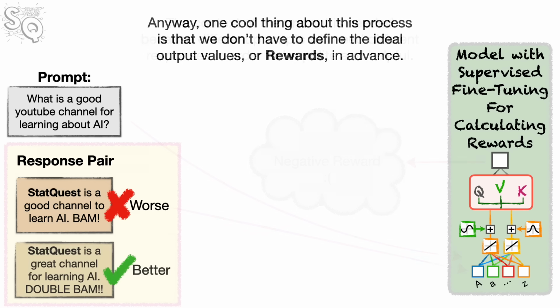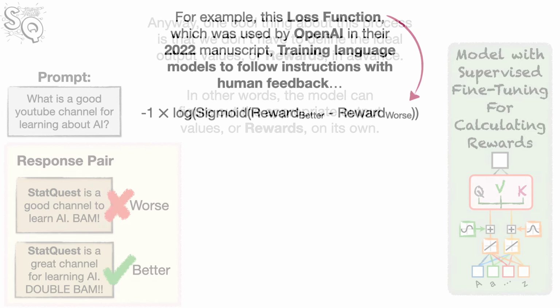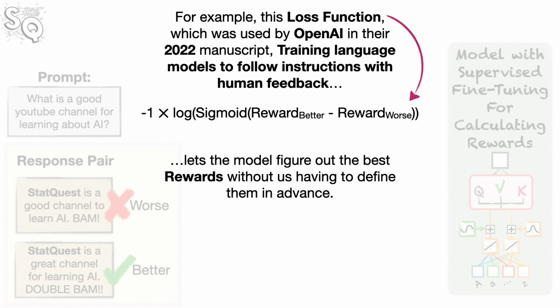The context of the prompt is needed because different prompts will need different responses in order to be polite and helpful. Anyway, one cool thing about this process is that we don't have to define the ideal output values or rewards in advance. In other words, the model can figure out the appropriate output values or rewards on its own. For example, this loss function, which was used by OpenAI in their 2022 manuscript, training language models to follow instructions with human feedback, lets the model figure out the best rewards without us having to define them in advance.